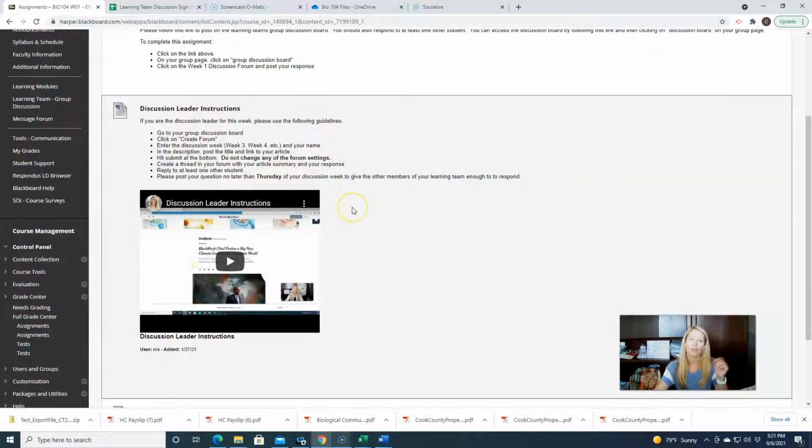So again, you have to do that by Thursday of your discussion week so that you can give the other people in your discussion group time to read the article and respond to your post, and then also reply to each other. So again, all the instructions are here. That was just a really brief overview of what you need to do.